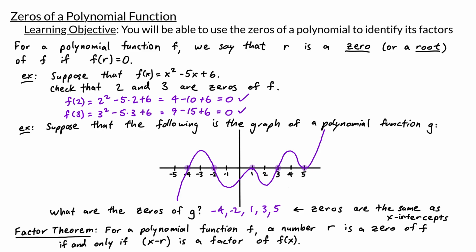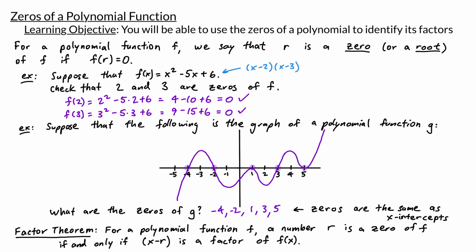Let's go back to our first example to see if this factor theorem makes sense. If we look at our function f of x equals x squared minus 5x plus 6, let's try to factor that polynomial. To factor x squared minus 5x plus 6, we need two numbers that multiply to 6 and add up to negative 5. Those two numbers would be negative 2 and negative 3. So the way our function here factors would be x minus 2 times x minus 3.